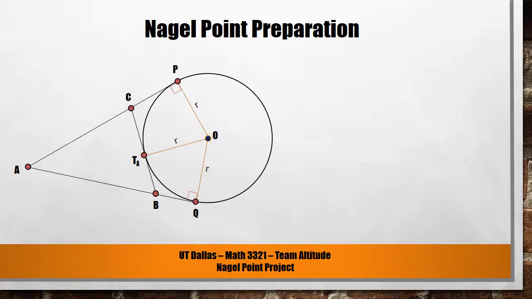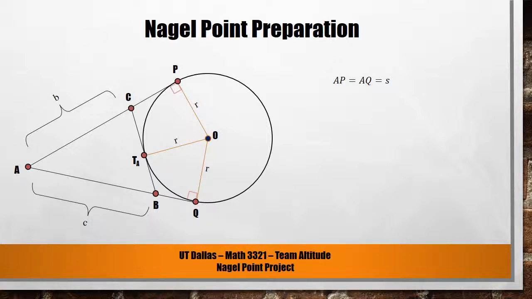We've also denoted the points of tangency of the extended line segments of the sides of the triangle by P and Q respectively. Note that if the center of the excircle is point O, then the distances OP, OT sub A, and OQ are all the same, as they are all points on the circle. That distance is R, where R is the radius of that excircle. We showed earlier that AP is equal to AQ, and both are equal to the semi-perimeter of triangle ABC.